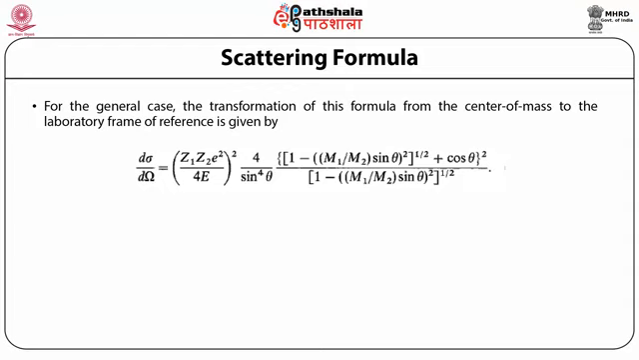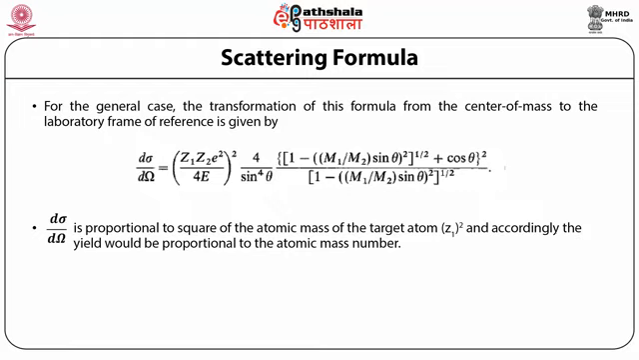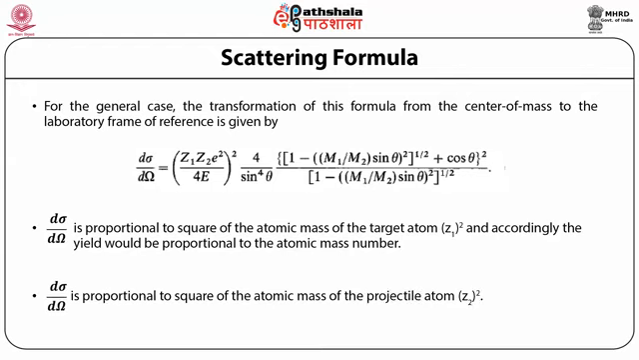The last expression shows the functional dependence of the Rutherford differential scattering cross sections. First, d sigma by d omega is proportional to the square of the atomic number of the target atom, that is Z2 square, and accordingly the yield would be proportional to the atomic number. Second, d sigma by d omega is proportional to the square of the atomic number of the projectile atom, Z1 square. Hence, a heavier projectile would yield more compared to the lighter ones.